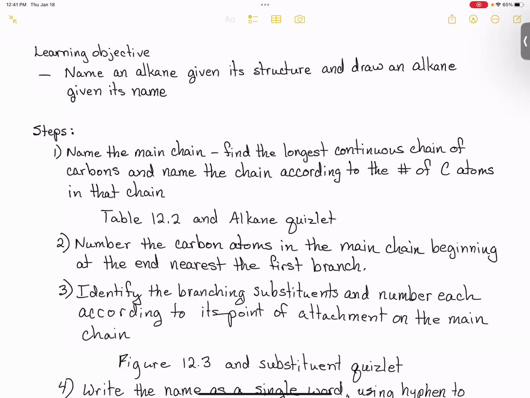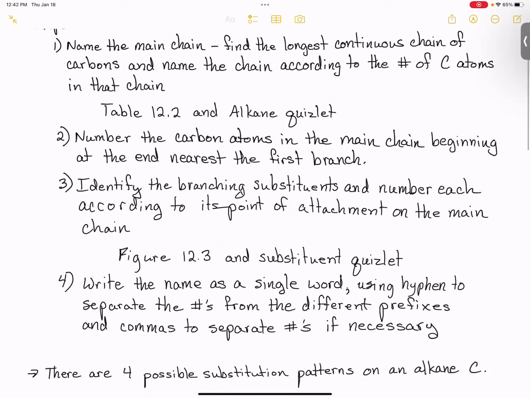So thus far, we have identified the main chain and named it according to the number of carbon atoms in that chain. We have numbered the carbon atoms in the main chain, beginning at the end nearest the first branch. We've identified the branching substituents and numbered each according to its point of attachment on the main chain. Now we're going to write it all as a single word. When writing it as a single word, we use a hyphen to separate the numbers from the different prefixes, and we use commas to separate numbers if necessary.